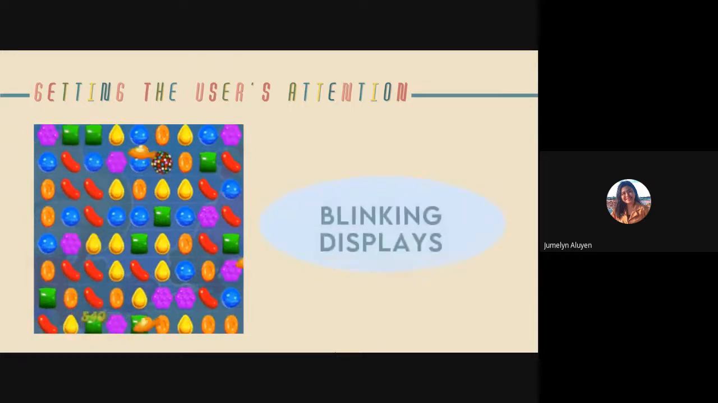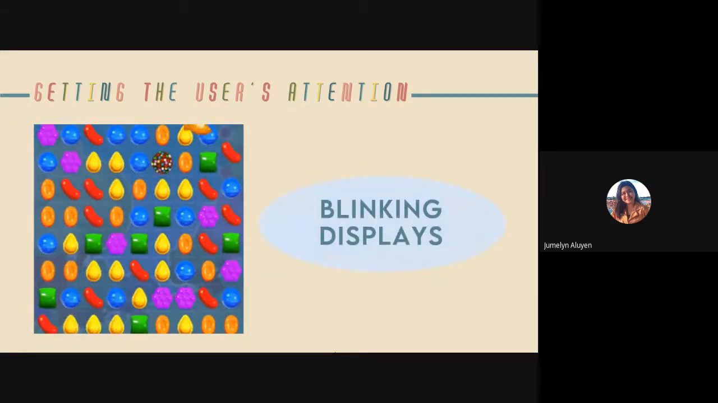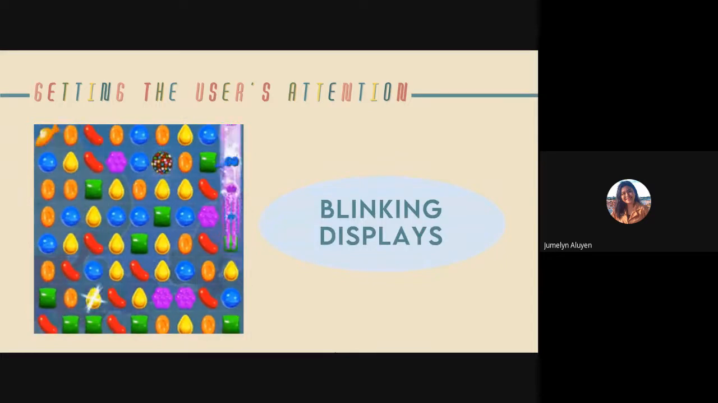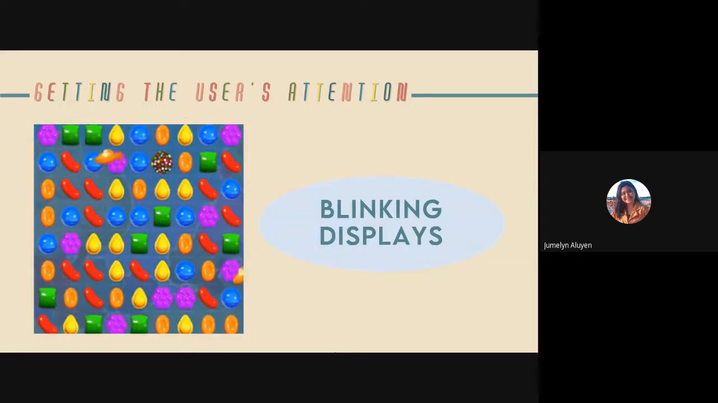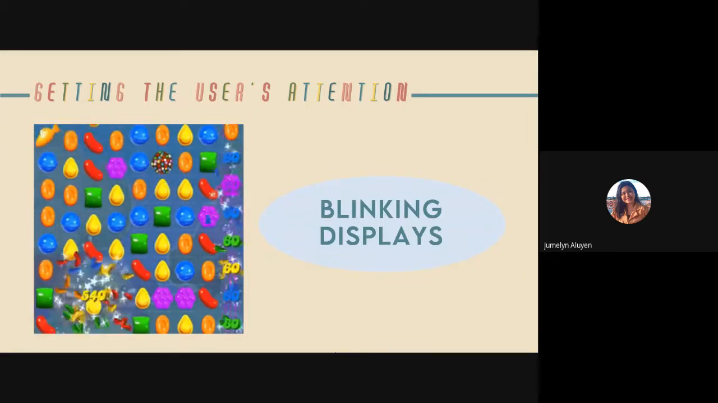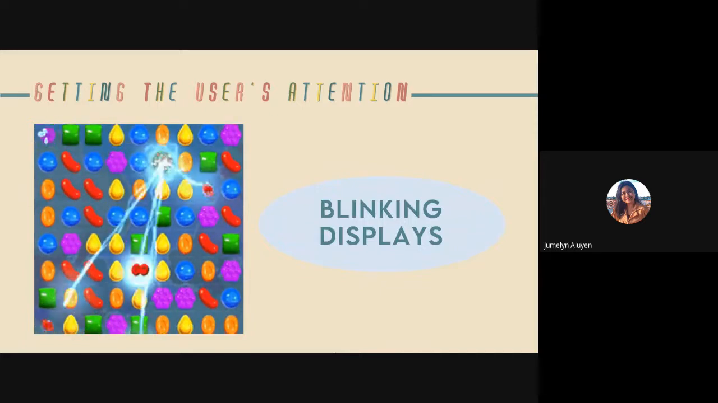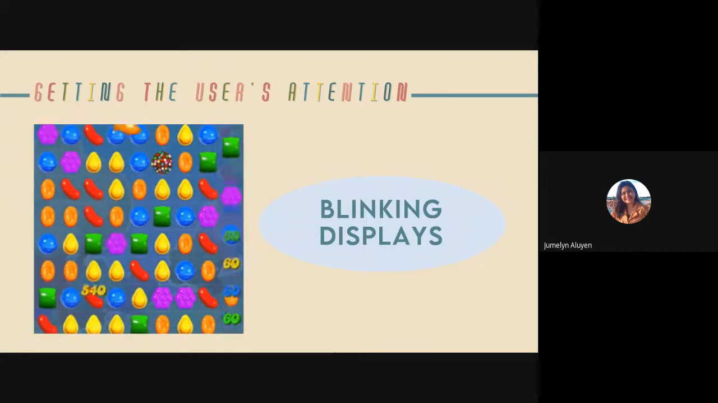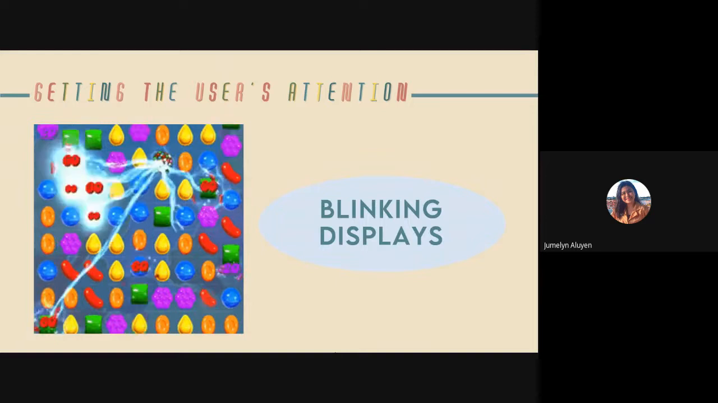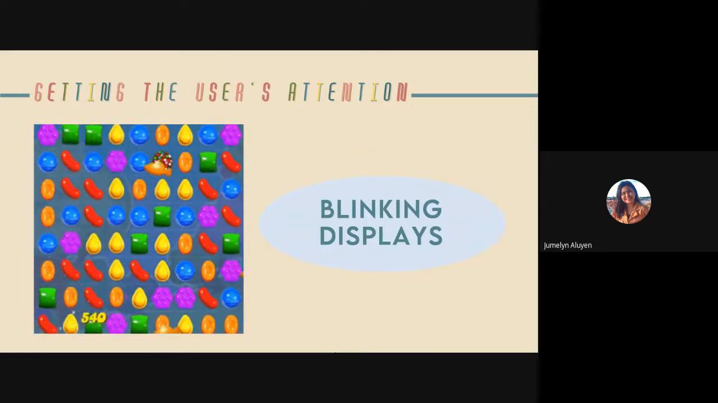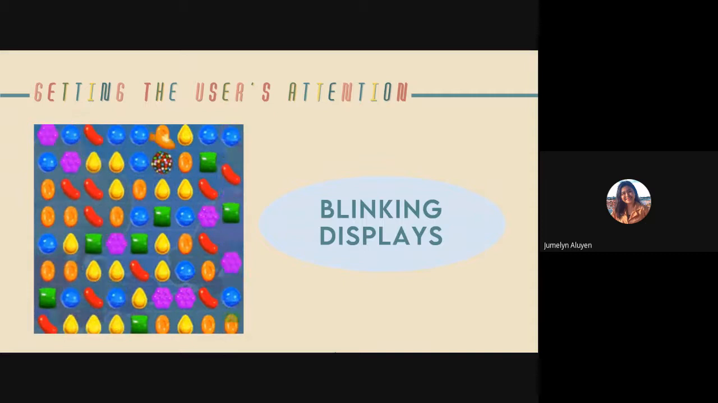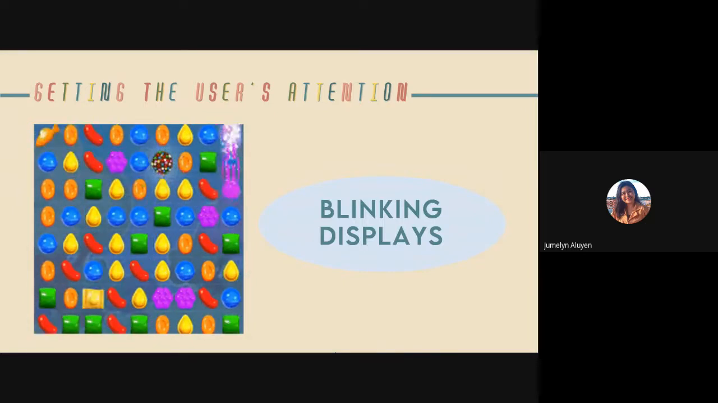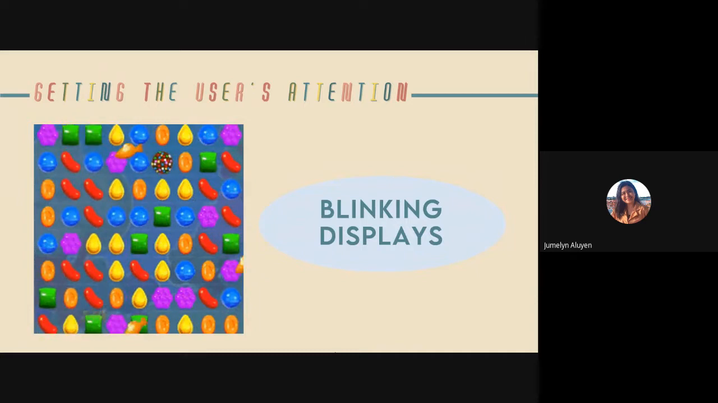Next is the blinking display. Use blinking display or blinking color changes with great care and in limited areas, because if you use too much blinking display in your interface, it might be distracting or it can trigger seizures. You can see here something like lightning. This is Candy Crush, an example of blinking display. I actually played Candy Crush and it has a blinking display, but it's not distracting at all. So that is also one way of getting the user's attention.